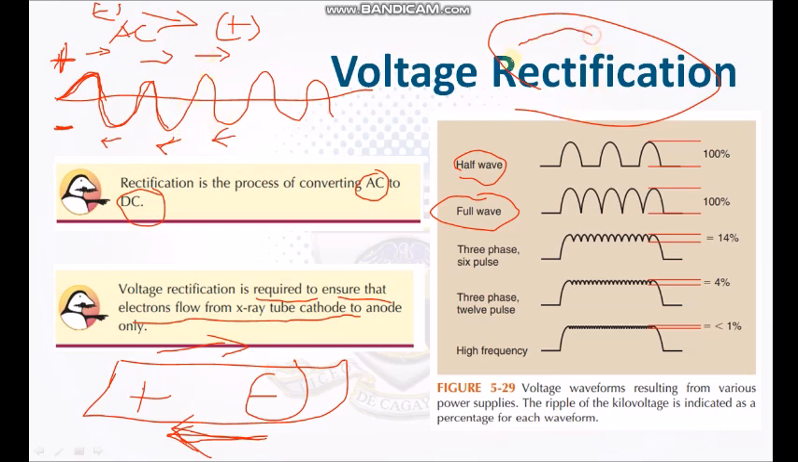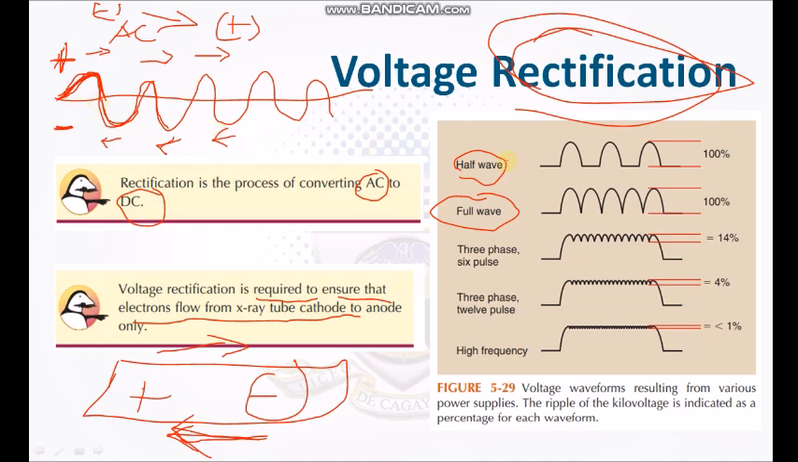So how do you do that? Again, rectify the voltage. In voltage rectification, we have half-wave rectification. The sine wave is not allowed to swing negatively. That portion is not considered. So that means it is converted into a DC.